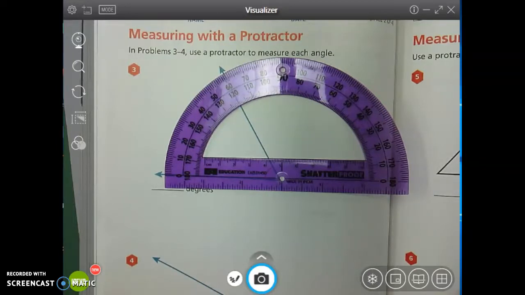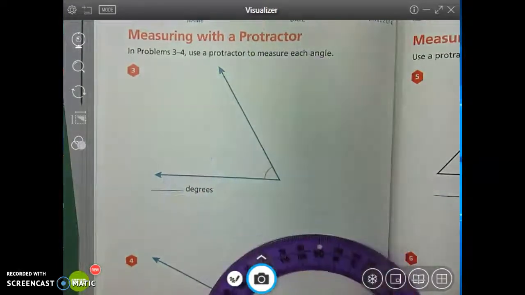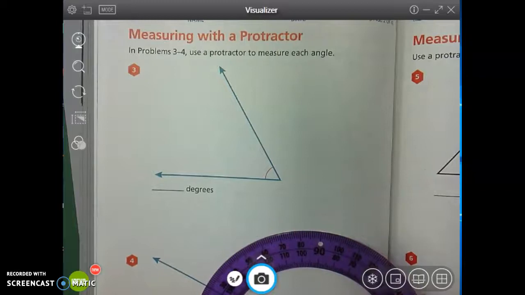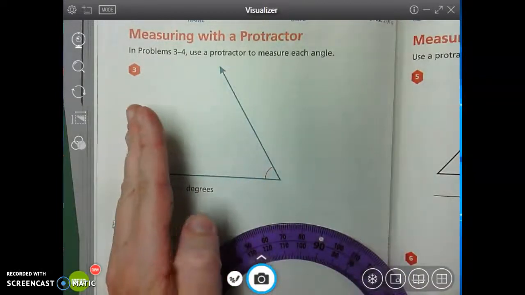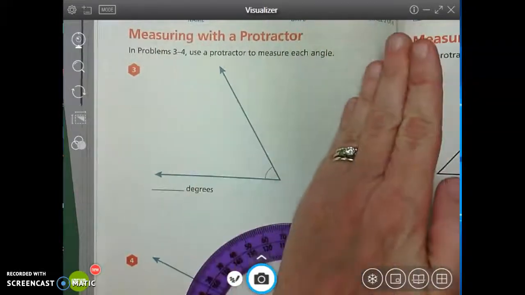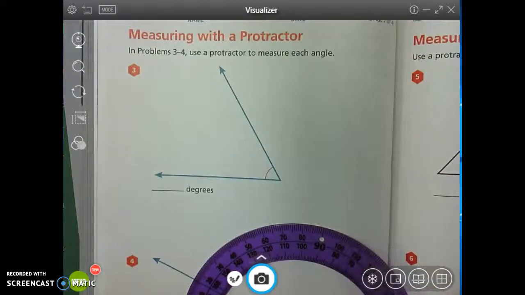Some of you may say, you know what, I'm confused by this one because this angle is going a completely different direction than problems 1, 2, 3, and 4. Now, this angle, as we can see, is an acute angle. And even though it is measuring this way versus measuring that way, it's still an acute angle.